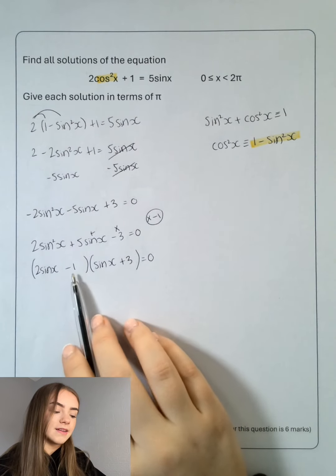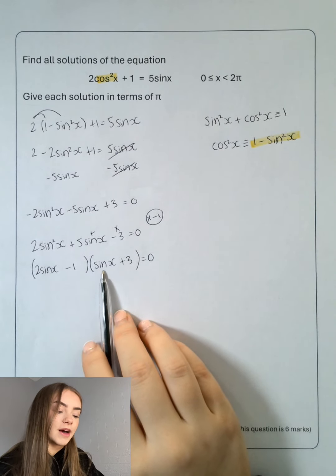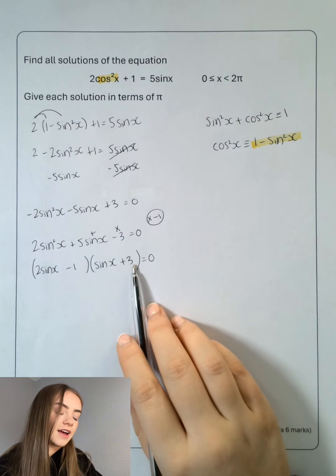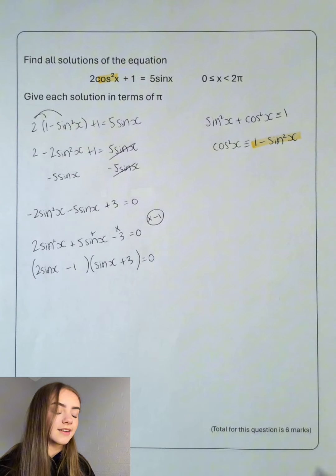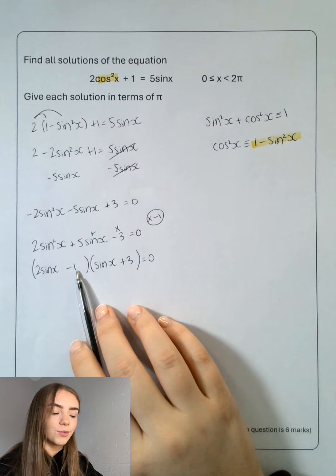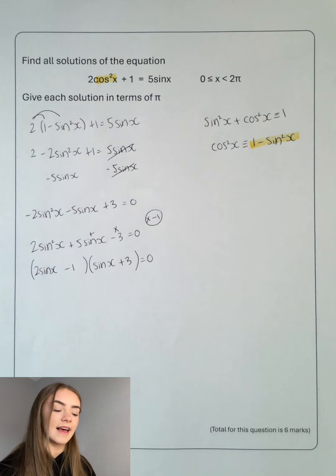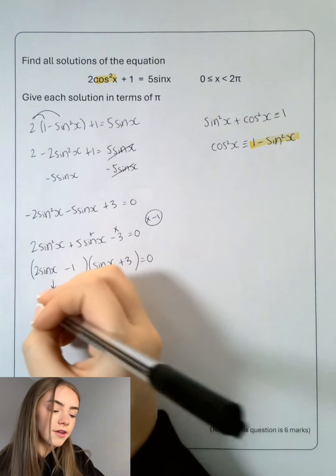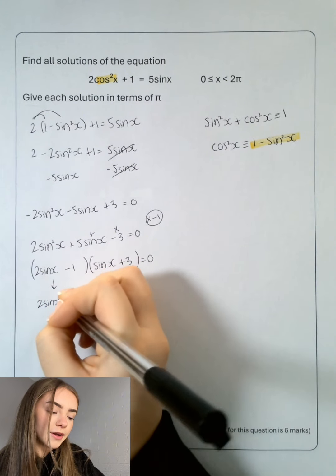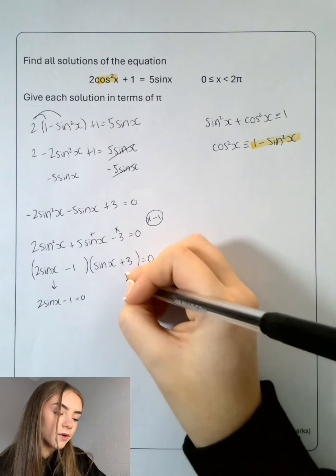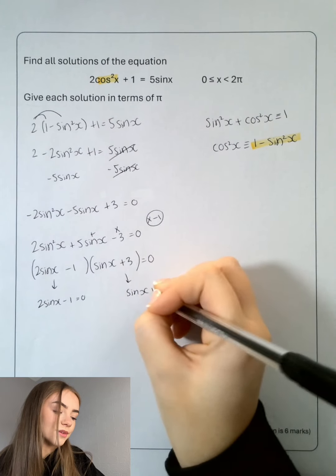If we were to expand, minus 1 times sin x is minus 1 sin x, and 2 sin x times 3 is 6 sin x. In total, 6 minus 1 will be 5 sin x, which is what we needed here. To solve, we'll set each of these brackets equal to 0. So either 2 sin x minus 1 is equal to 0, or sin x plus 3 is equal to 0.